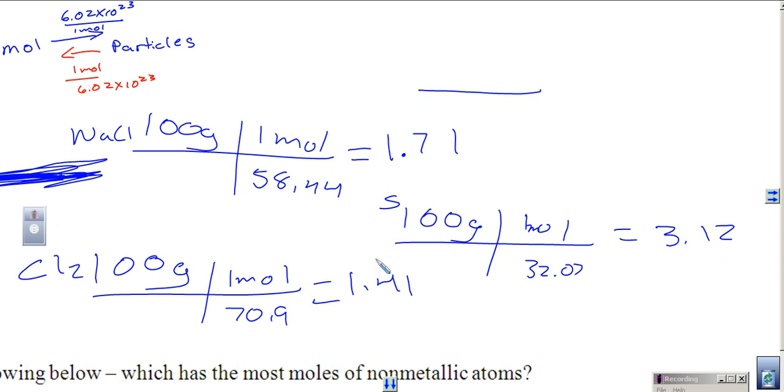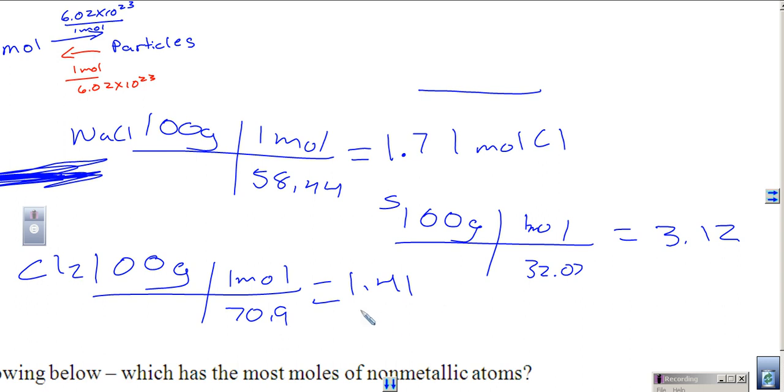Can we answer the question right now? No. Why? Have I isolated the moles of the non-metal Cl? No. Have I isolated this one? No. Right here in NaCl, how many atoms of Cl are trapped in this problem? 1. Oh wait, then I did. So this is 1.71 mole of Cl.